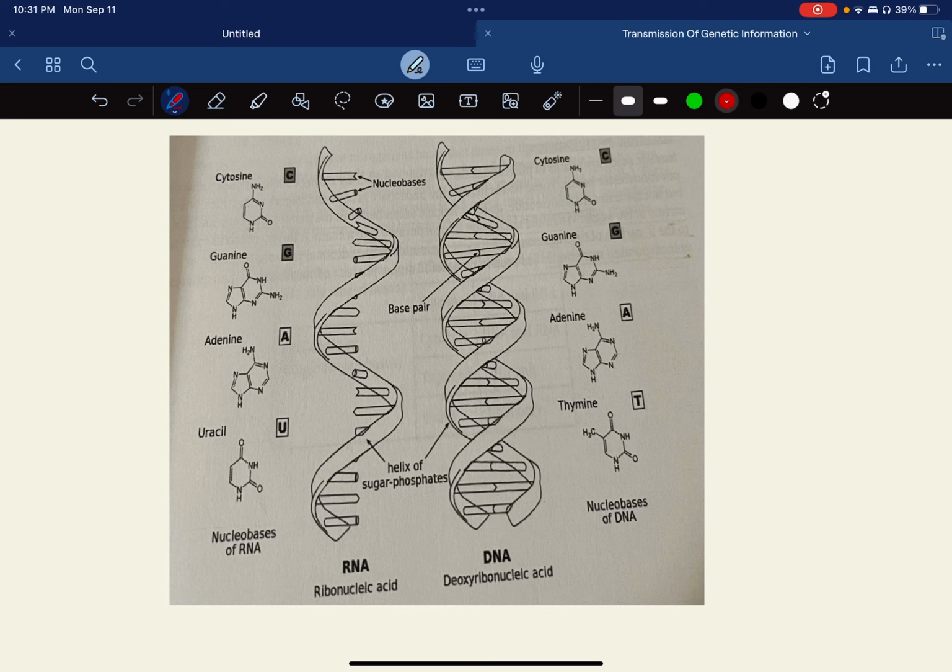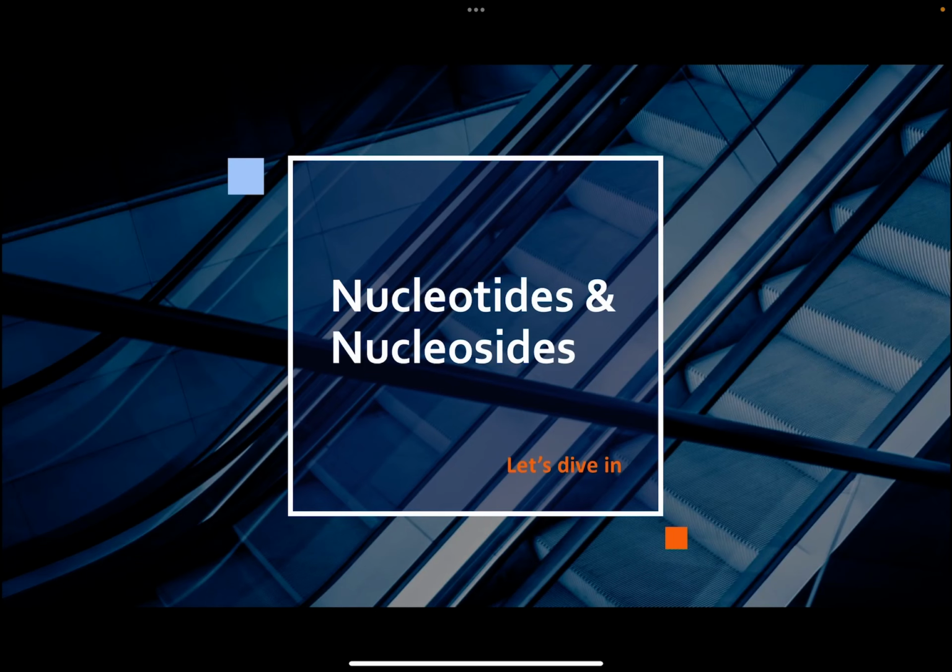We can also see the helix of sugar phosphates between these two strands, and also on the single strand. We can also see the base pairs in the DNA, and the nucleic bases in the RNA. So we're going to go on and talk about nucleotides and nucleosides. They are spelled similarly, but they are not the same. The difference is they end in T and S, but they have different definitions.